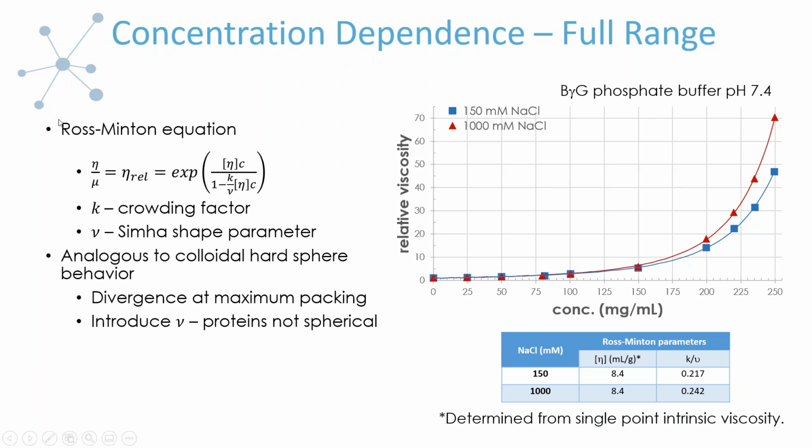So one of these models is referred to as the Ross-Minton equation. And it's basically, it has an exponential form. So the relative viscosity is equal to the exponential of this quantity. And again, we're seeing the intrinsic viscosity pop up here. So just like the Martin equation, when I take the limit of this equation to go to infinite dilution, it does give me that virial expansion.